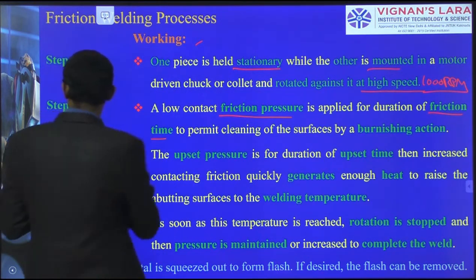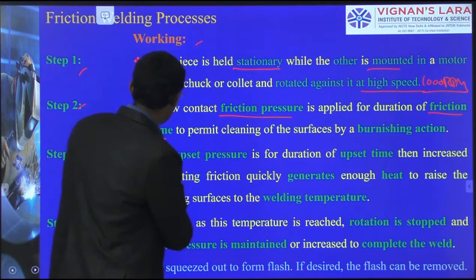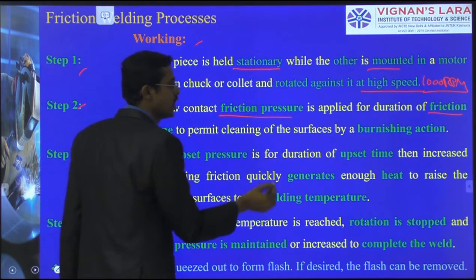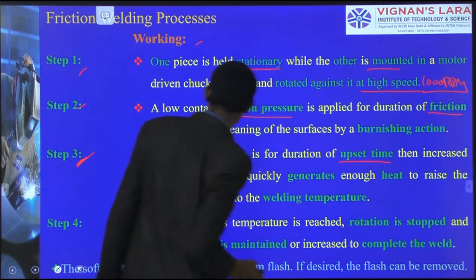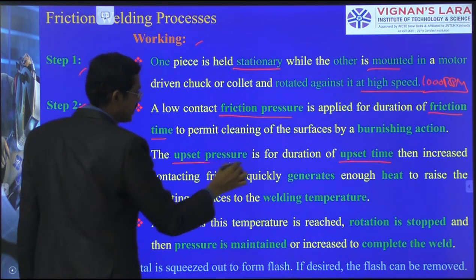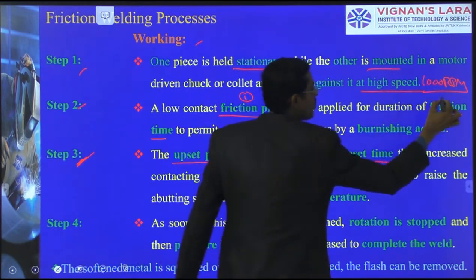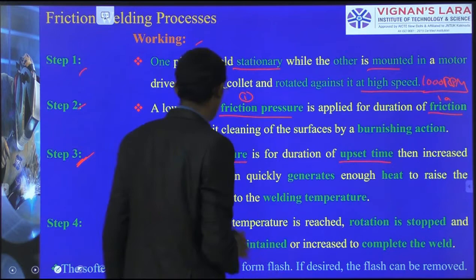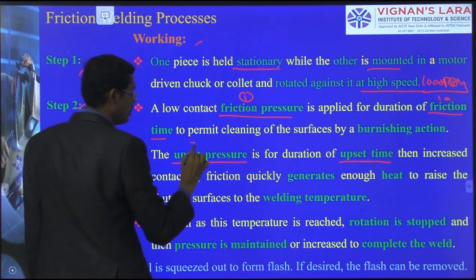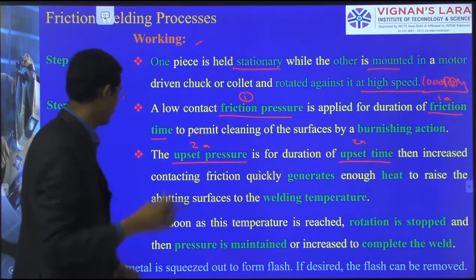And second one, step 3. Step 3, what happens? The upset pressure is for duration of upset time. Here heat, friction pressure, friction time. Upsetting pressure, upsetting time. So here 1 for 1A, stage 1, and the next stage 2 and 2A. Likewise we can just for identification.